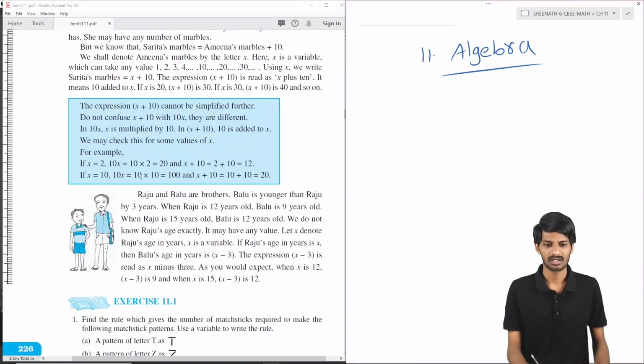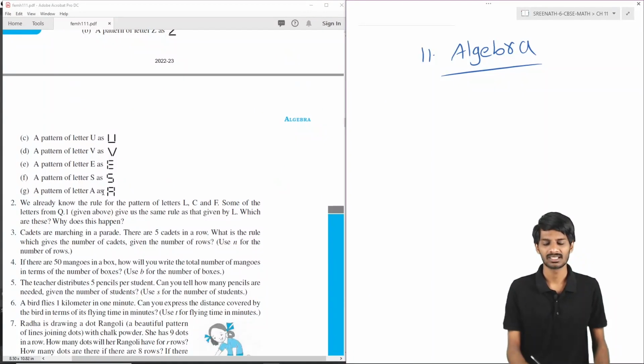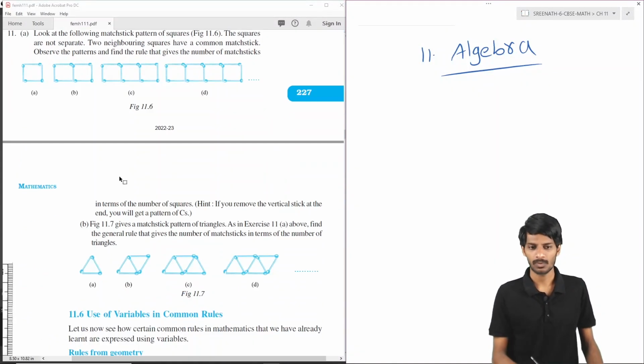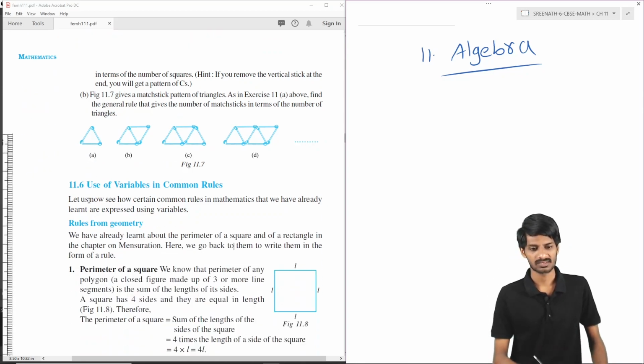And after completing the discussion, there is an exercise. You can do that, students. If you can't solve the exercise problems, comment below so that we will upload the exercise problems.